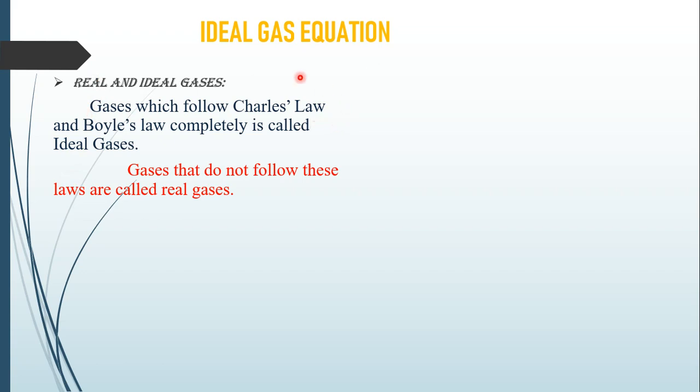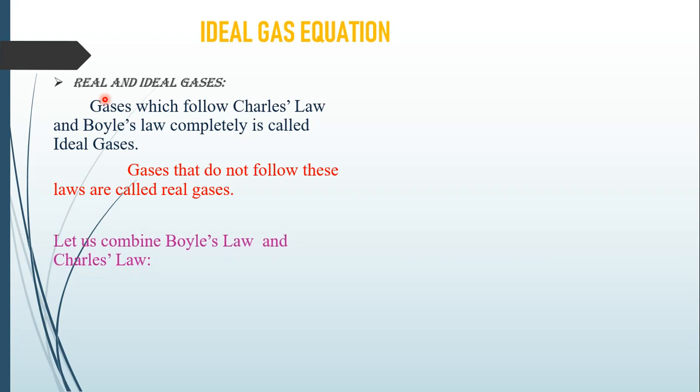That is, gases which follow Charles law and Boyle's law completely are called ideal gases, and gases which do not follow Charles law and Boyle's law completely are called real gases. Having this knowledge, the equation we are dealing with is for ideal gases. Real gases are a bit complicated; we will study them only in higher standards, but ideal gases we can deal with in this standard itself. The equation I'm going to show you is the ideal gas equation, and it's not for real gases.